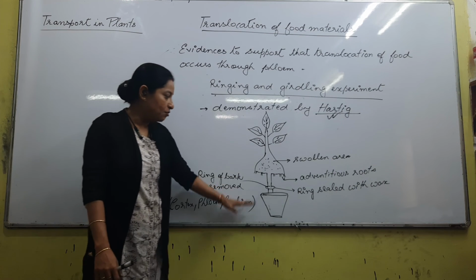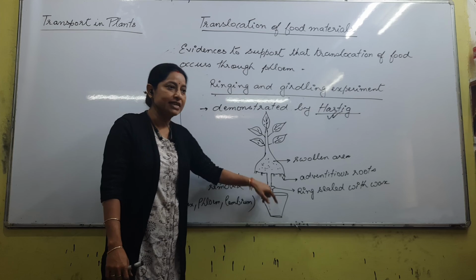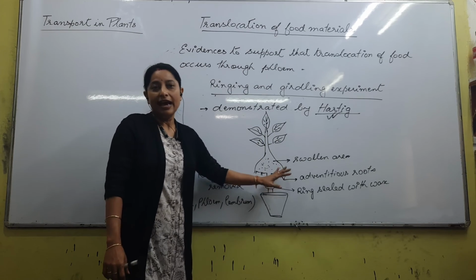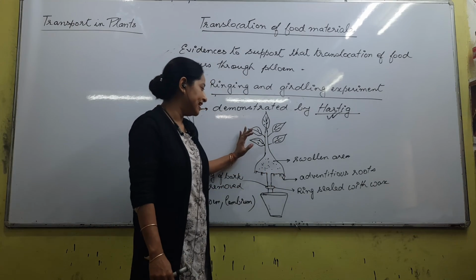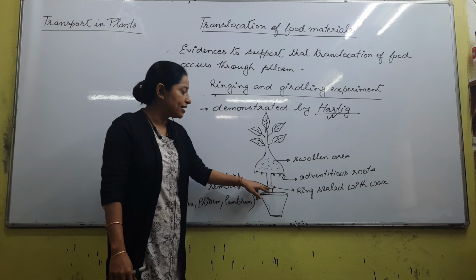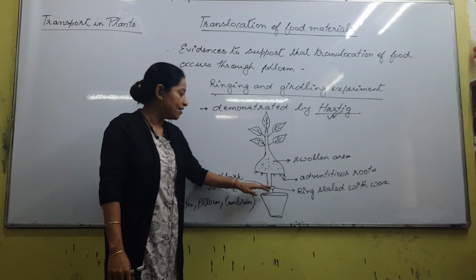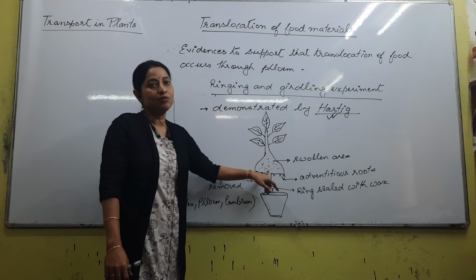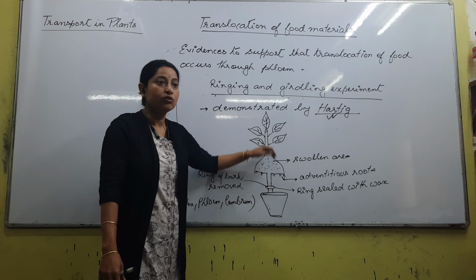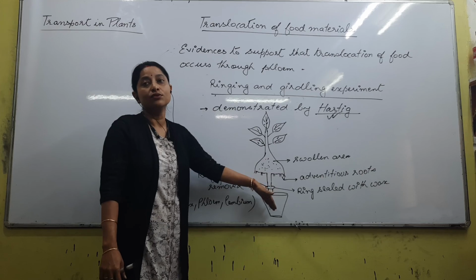So he has taken a potted plant, removed certain tissues and left the plant for some time, and after some time he has seen that above the place where the ring was cut, they could see a swollen area, right? And they proved that this swollen area is because of the food that could not be translocated towards the root.